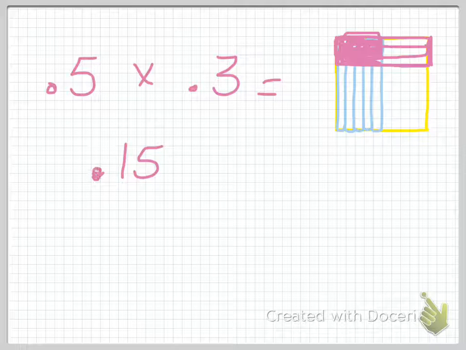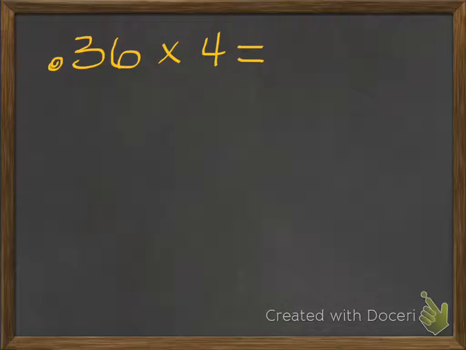Okay, so that's just a different way that you can show a model. So I just wanted to show you that real quick, that there's 2 different ways that you can show models of how to do multiplication with decimals. And let's move on. So we got some problems now.